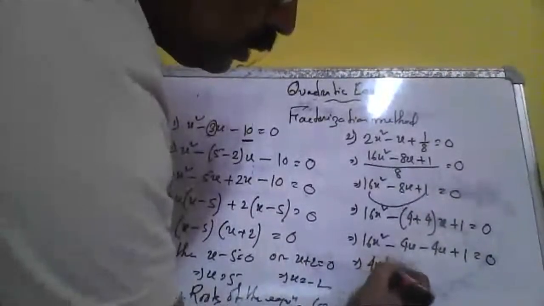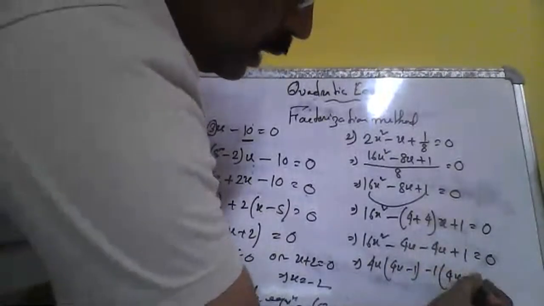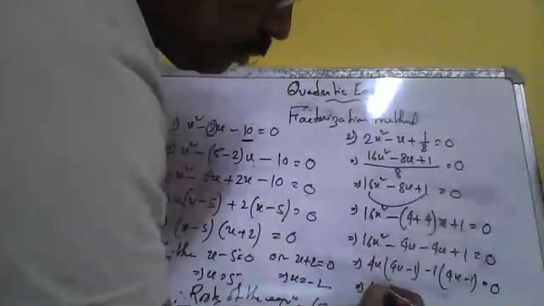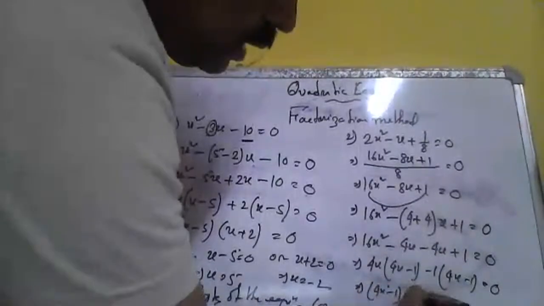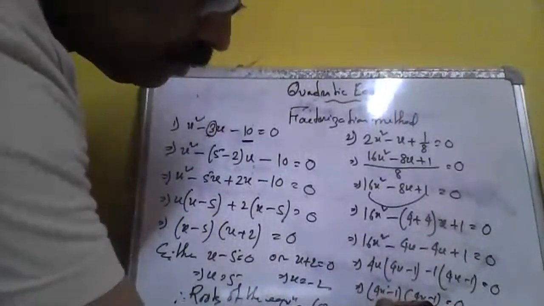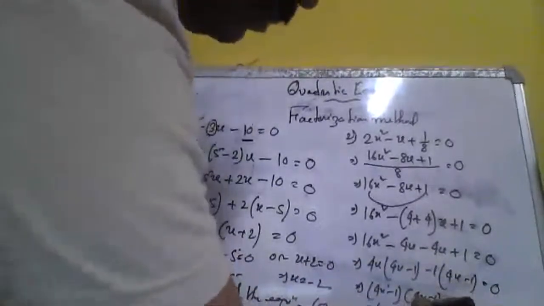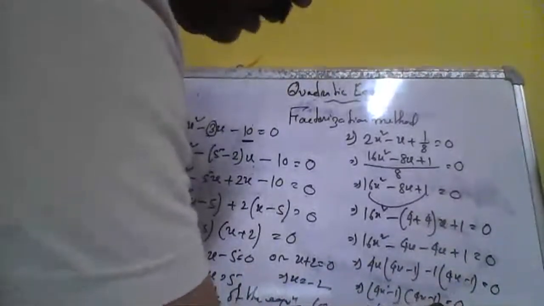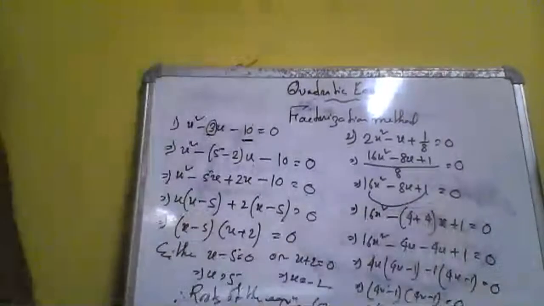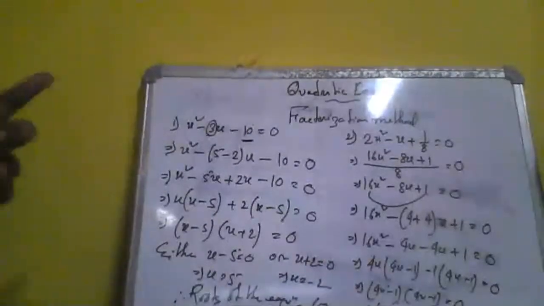Here 4x we take common, and 4x minus 1, and 1 common, 4x minus 1 equal to 0. That means 4x minus 1 and 4x minus 1 equal to 0. And both the roots are equal. In the same way we write it: 4x minus 1 equal to 0, that means x equal to what will become? 1 by 4. And the other also the same, 4x minus 1 equal to 0, that means x equal to 1 by 4. The roots of the equation are what? 1 by 4 and 1 by 4.